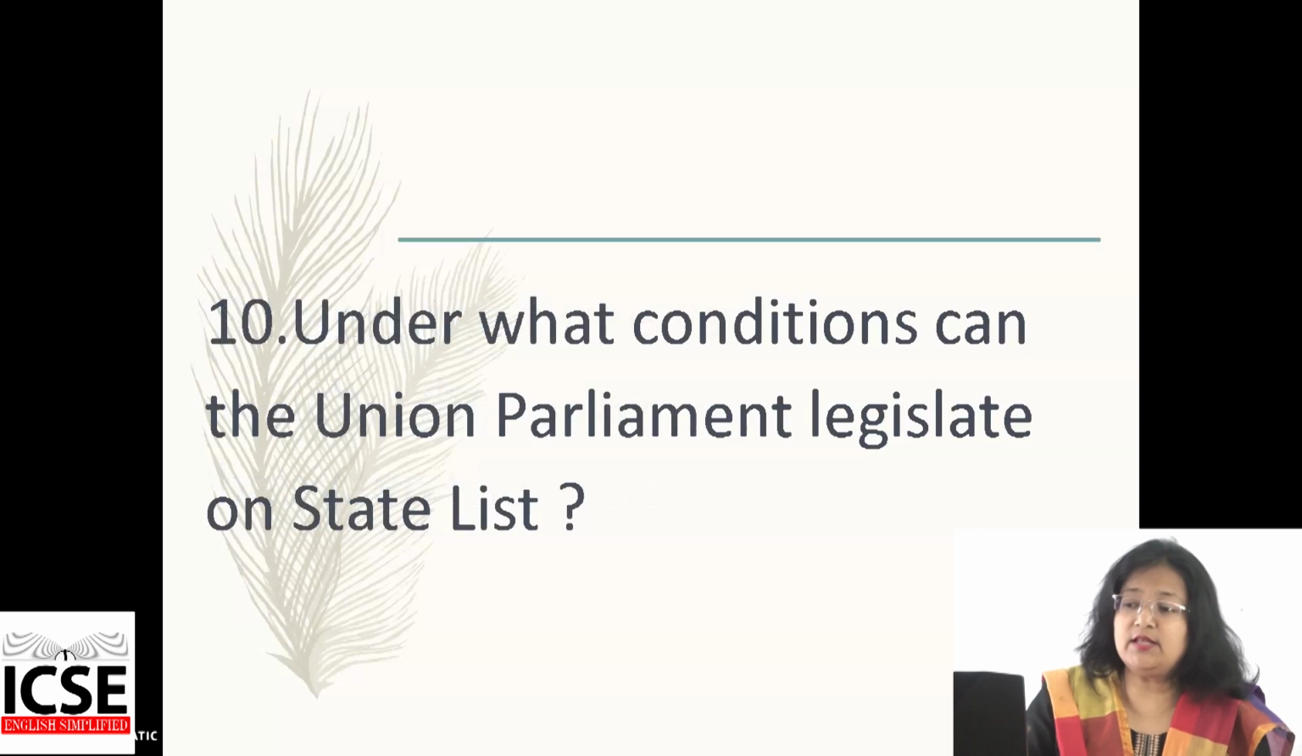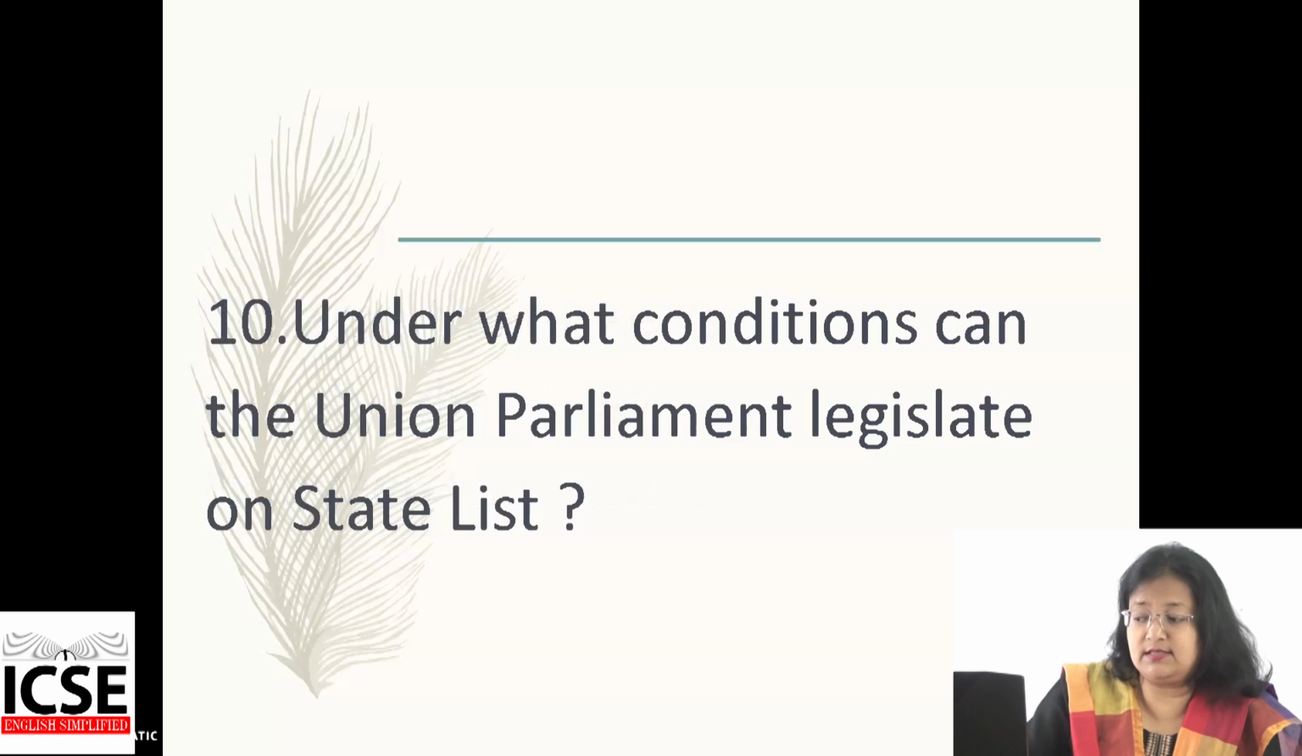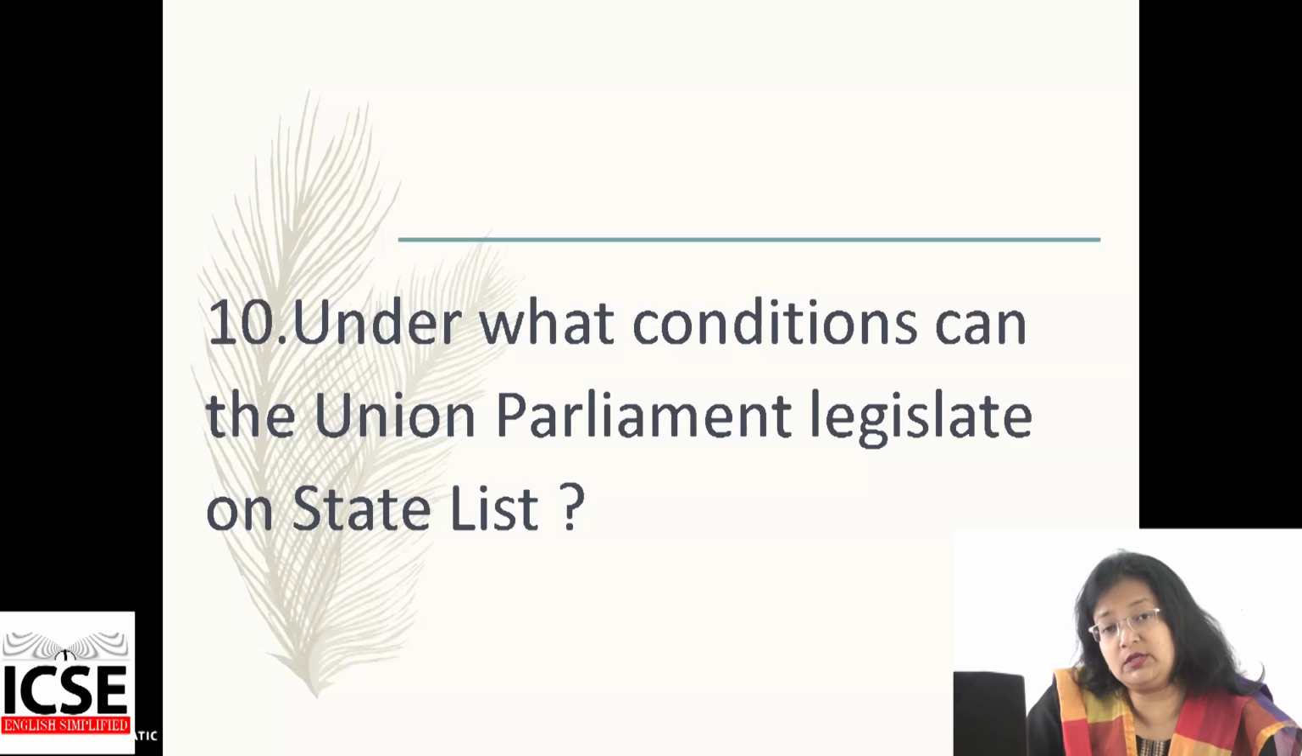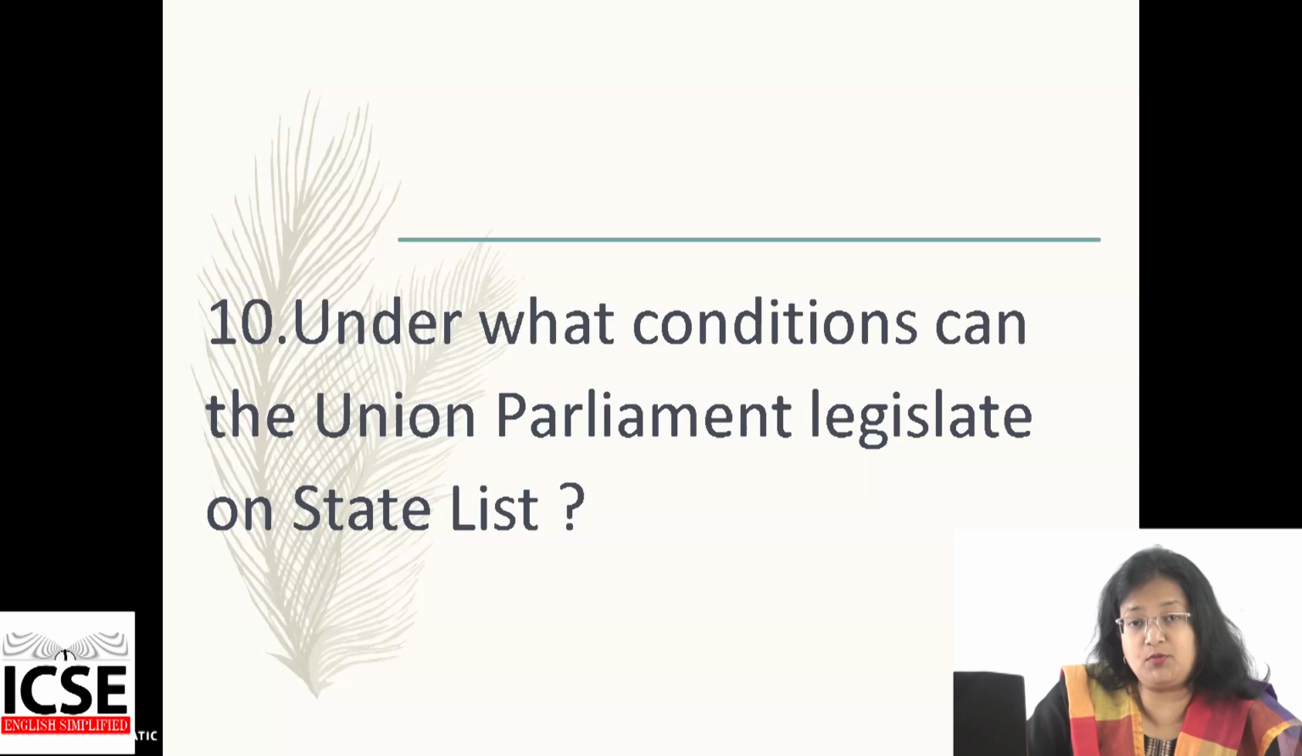Under what conditions can the Union Parliament legislate on state list? This has come here last year for 1 mark. It could come as a 3-mark question. So what are the 3 conditions? First, when 2 or more states decide that the matter has become of national importance, they can request the Union Parliament to make a law on that subject. Or the Rajya Sabha passes a resolution by a 2/3 majority saying that a matter is of national importance and the Parliament should make laws on it. And finally, when there is an emergency.